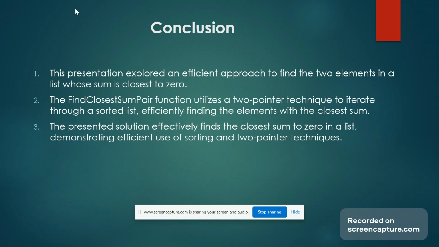I'd like to conclude that in our presentation, we explored an efficient approach to find the two elements in a list whose sum is closest to zero. We used a find closest sum pair function, which utilizes a two pointer technique, iterating through the sorted list and efficiently finding the elements with the closest sum. We presented our solution that finds the closest sum to zero in a list, demonstrating efficient use of sorting and the two pointer technique.